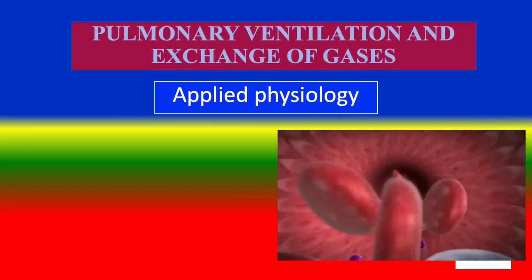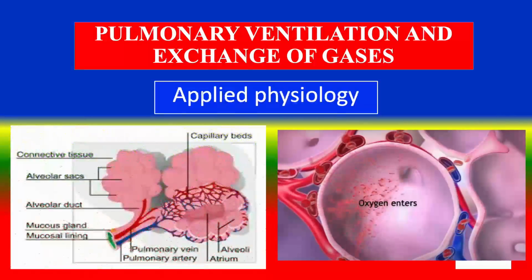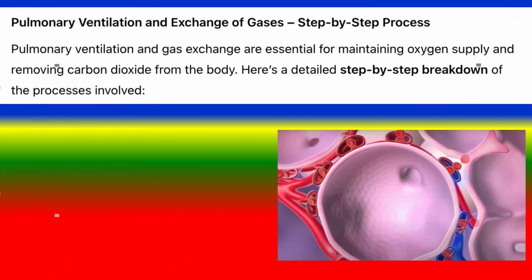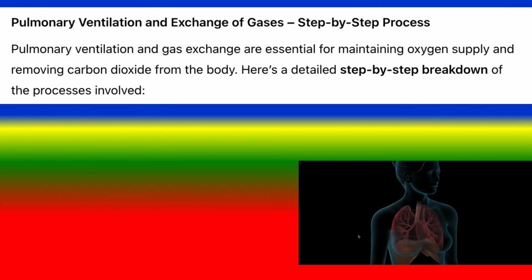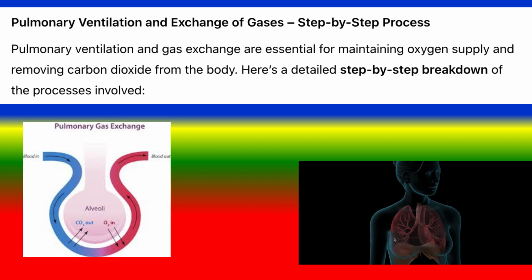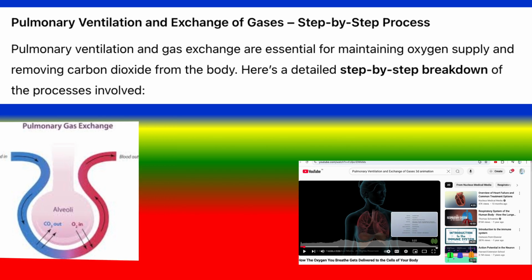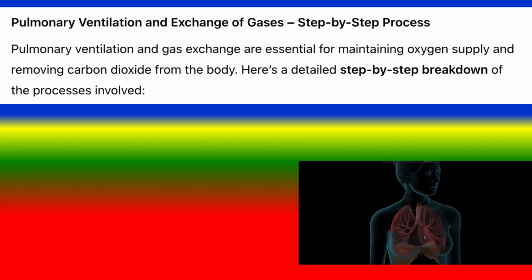Pulmonary ventilation and exchange of gases, step-by-step process. Pulmonary ventilation and gas exchange are essential for maintaining oxygen supply and removing carbon dioxide from the body. Here's a detailed, step-by-step breakdown of the processes involved.